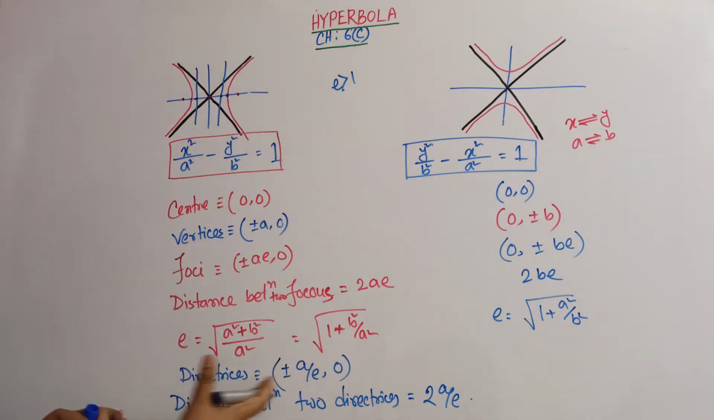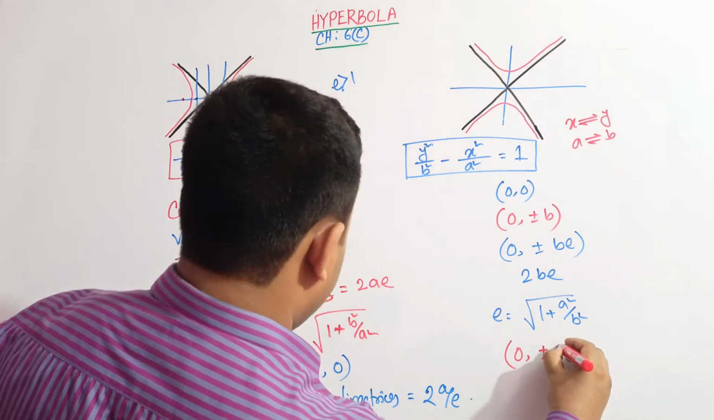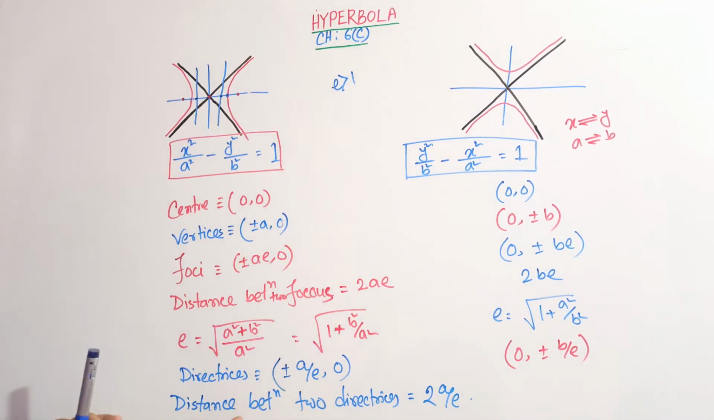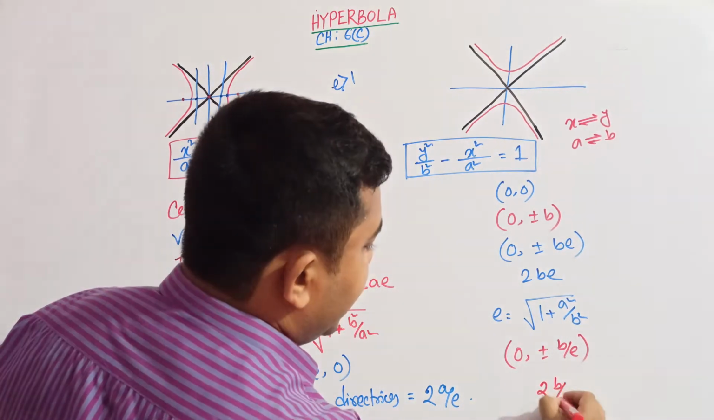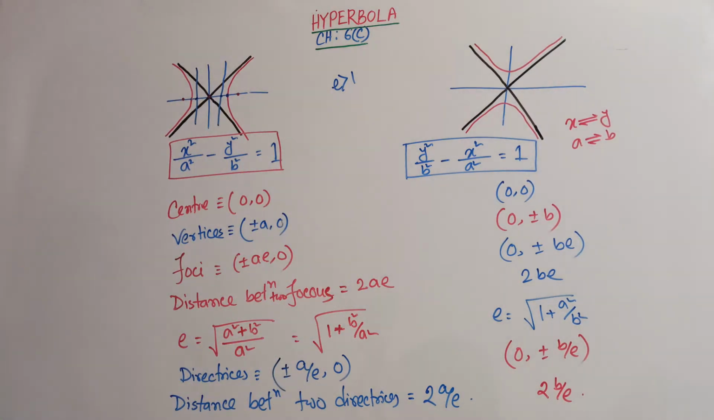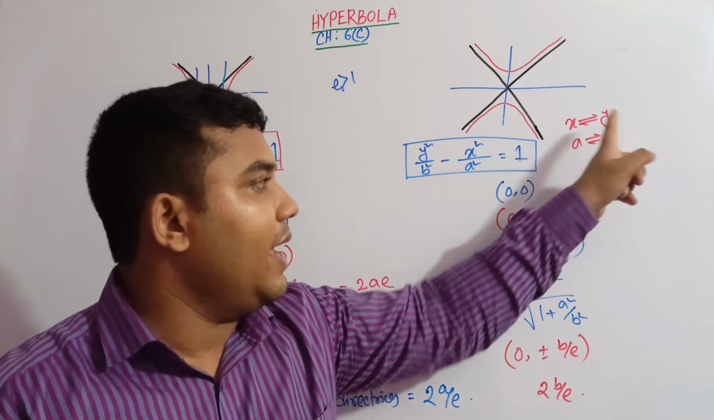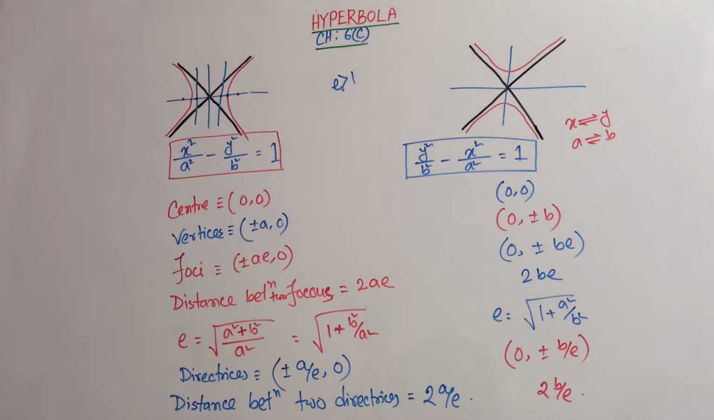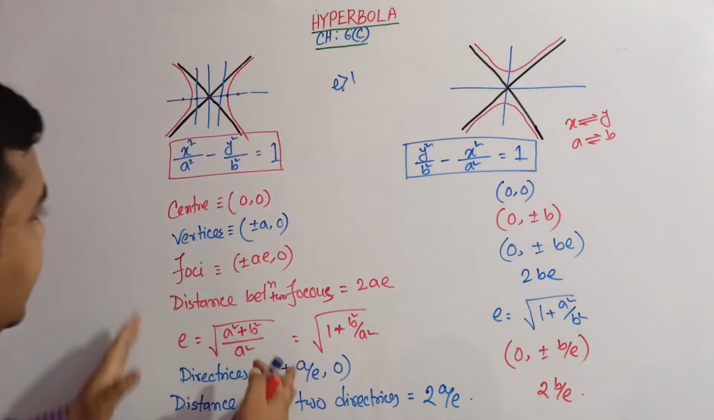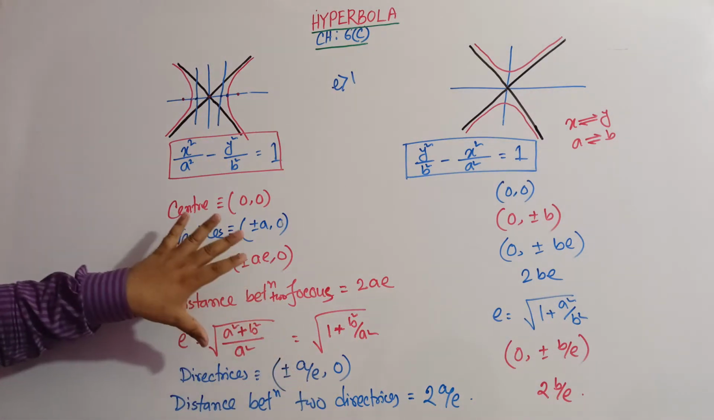Here the directrix was plus minus a by e comma 0, and here you will get 0 comma plus minus b by e. The distance between the two directrices was that, and here you will get 2b by e. So we can very easily convert from the x plane to the y plane in two steps: x will be changed with y, and a will be interchanged with b. Then done. So I think you can understand how we convert this part into that.